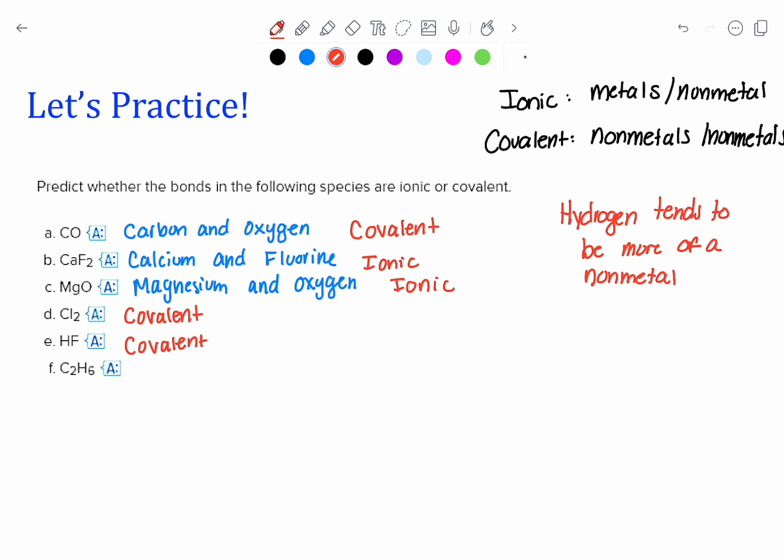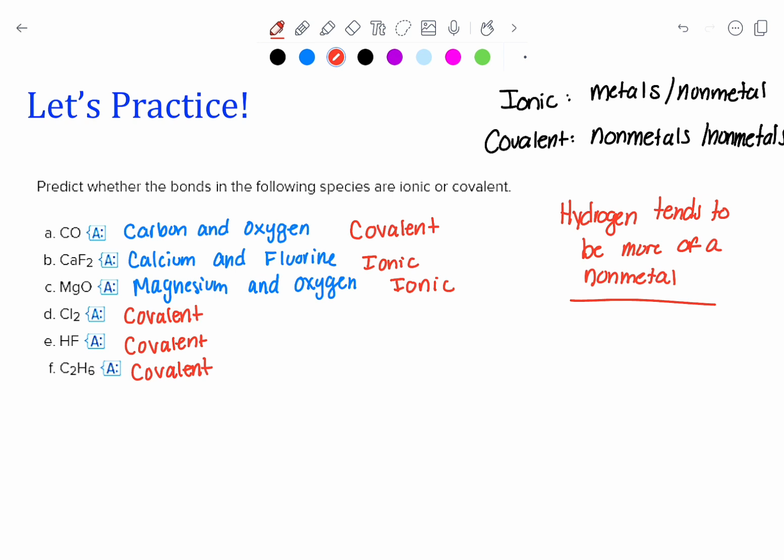Okay, and our last example is C2H6. So we have carbon and hydrogen. Yes, we have multiple of those atoms in there, but it's made up of both carbon and hydrogen. Hydrogen and carbon are both nonmetals, so this would be a covalent compound because hydrogen is a nonmetal.